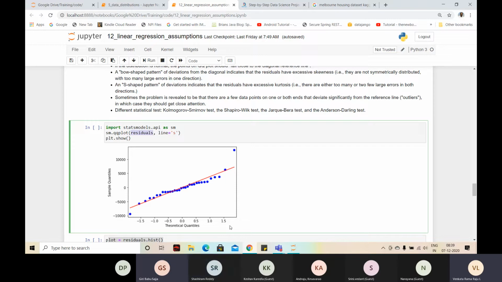Let me tell you one point. Here on the y-axis, the range is between minus 10,000 and 10,000, right? If your generated data is also between minus 10,000 and 10,000, then you will get a straight line at around 45 degrees. If not, the angle will change. That's it.